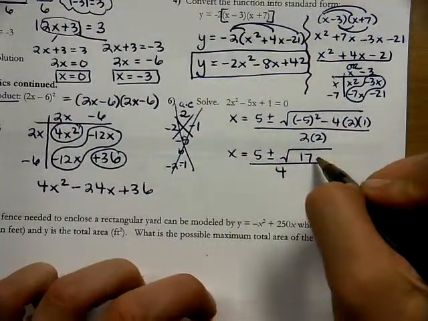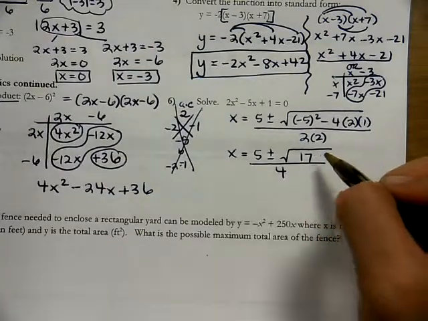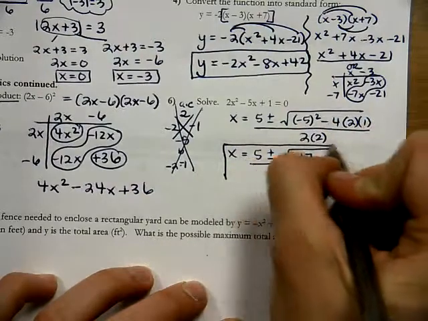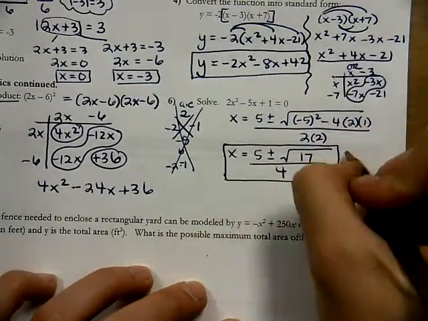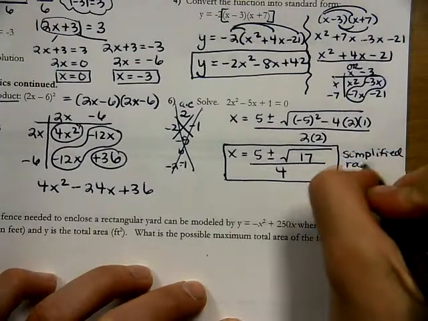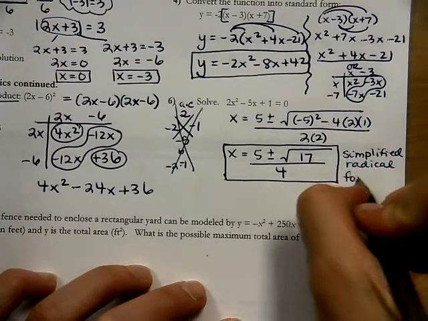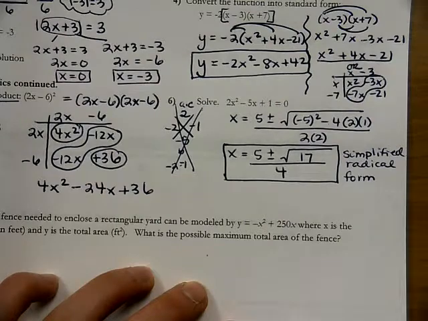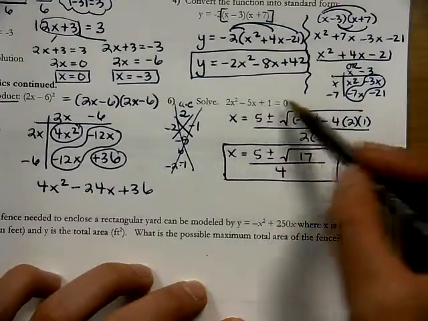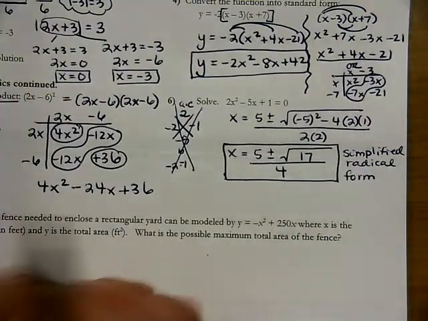Now if I can simplify the square root of 17, I need to, but 17 is a prime number, so I cannot simplify that any further. This is the simplified radical form. If I were asked for the decimal approximation, I could punch that in a calculator and get a decimal approximation. But as far as the final exam goes, if it doesn't tell you to do the decimal, you're good to leave your answer like this.